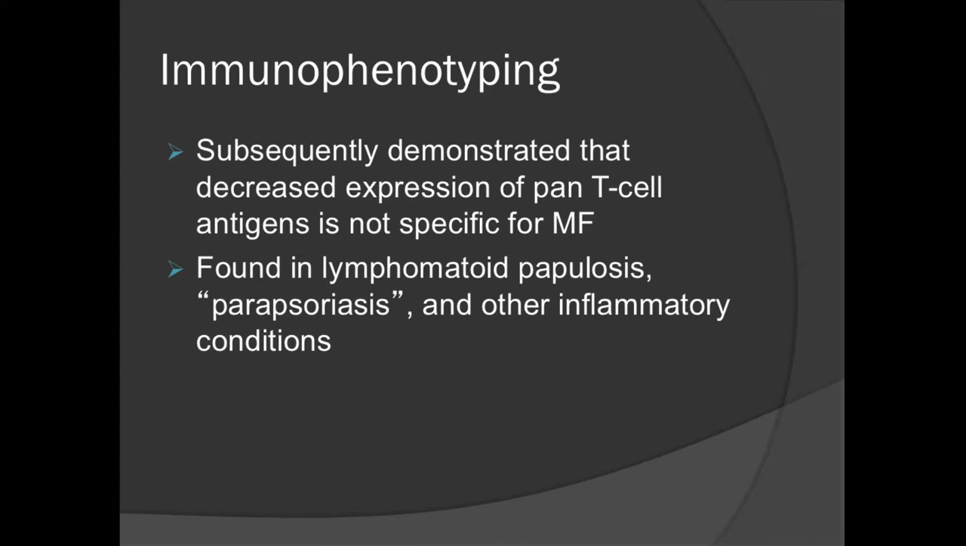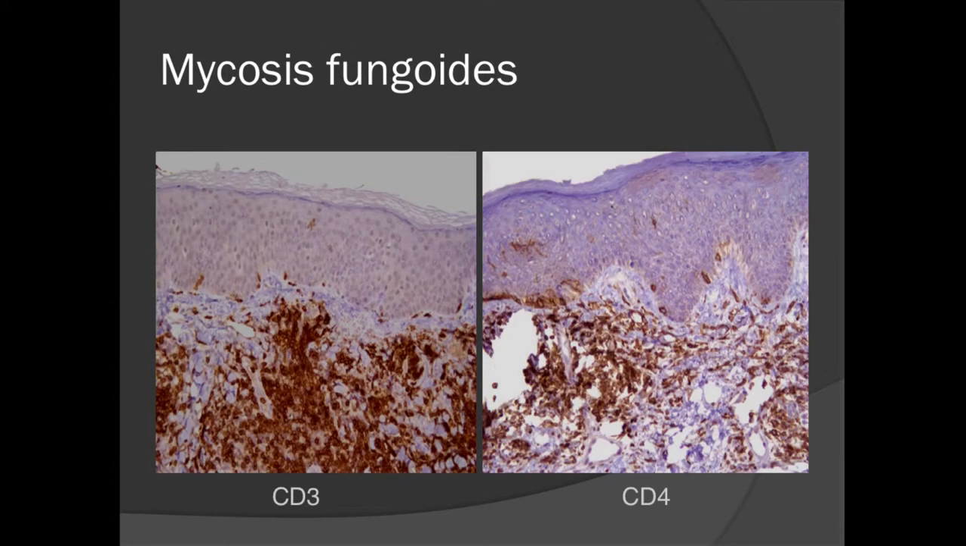After we decided, oh, look at this, CD7 is absent in MF, therefore we can make a diagnosis easily, it turns out lots of things have CD7 negativity. So, okay, what does it mean? You can see it in lymphomatoid papulosis. You can see it in parapsoriasis. More about that later. But what does that mean? I don't know. It's an interesting disease. And a bunch of other stuff.